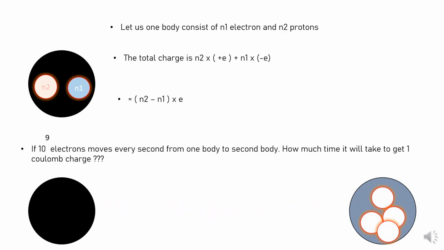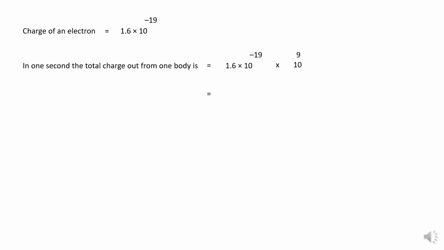How much time will it take to get 1 coulomb charge? The question is, from one body to the second body, 10 raised to 9 electrons move every second. How much time will it take to reach 1 coulomb charge? Let us resolve the problem. The charge of an electron is 1.6 into 10 raised to minus 19, as explained in the last slide. But in this question, in 1 second, 1.6 into 10 raised to minus 19 multiplied by 10 raised to 9 electrons are moving.